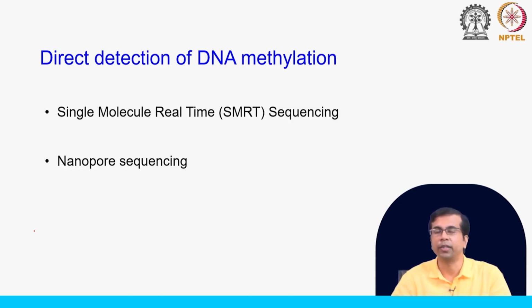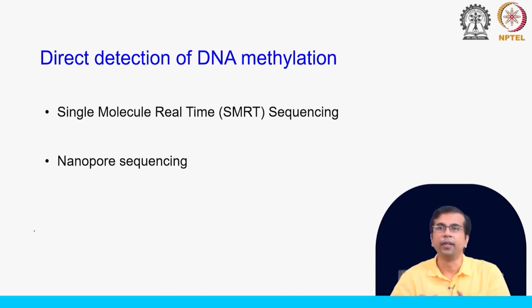And it turns out two methods actually offer that opportunity. The first one is single molecule real time or SMRT sequencing, and the second is nanopore sequencing. We will discuss a little bit about these methods and how they allow us to detect this DNA methylation directly from the sequencing data. What is common between these two methods is that they are single molecule sequencing, so they sequence single molecules, and we also get the real time data, unlike the earlier methods.